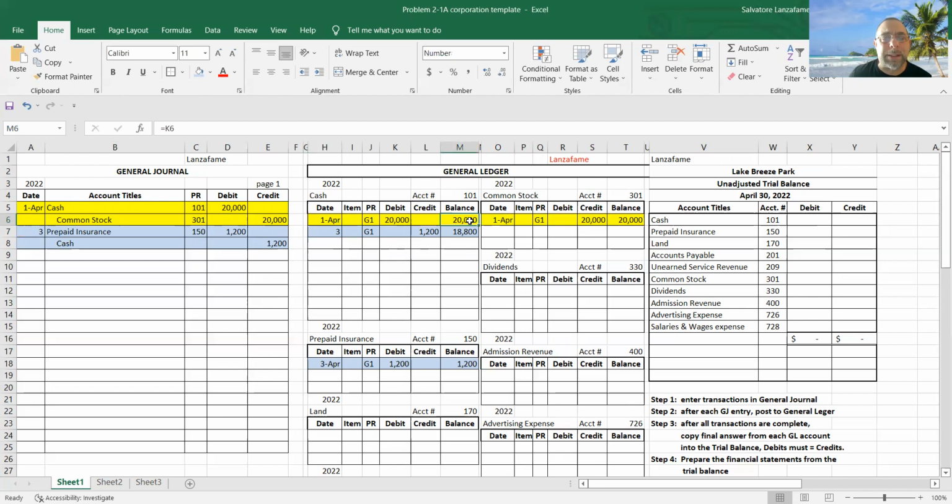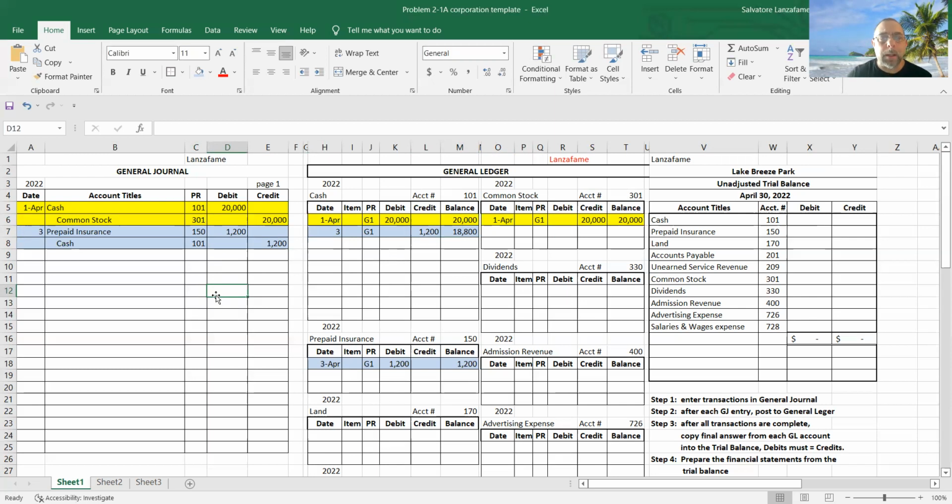I had a 20,000 debit balance. I credited the account, opposites subtract. That's why I ended up with 18,800. And we have the cross-reference back with the 101.